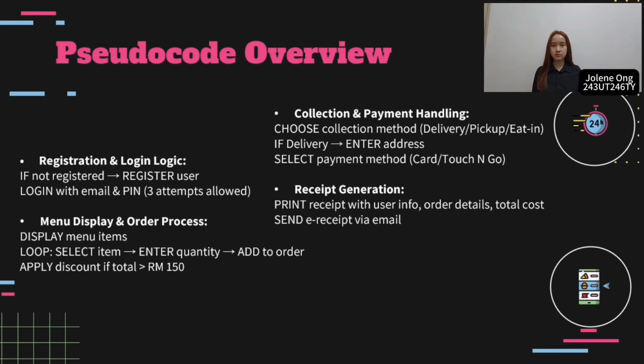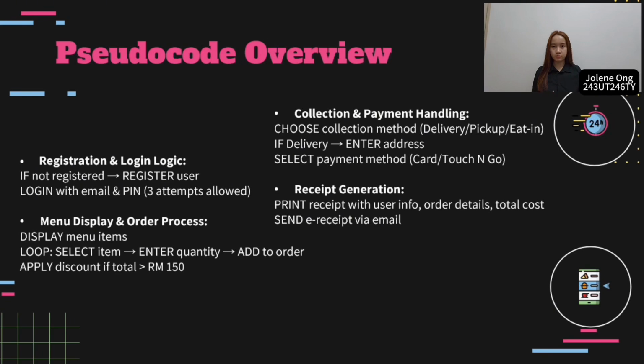The second one is menu display and order process. It shows the menu with items and prices. The loop allows the user to select items, enter quantity, and add items to the order. It applies a 10% discount if the total exceeds 150 ringgit. The third one is choose collection method. The options are delivery, pickup, and eat-in. If delivery is chosen, it requests the delivery address.